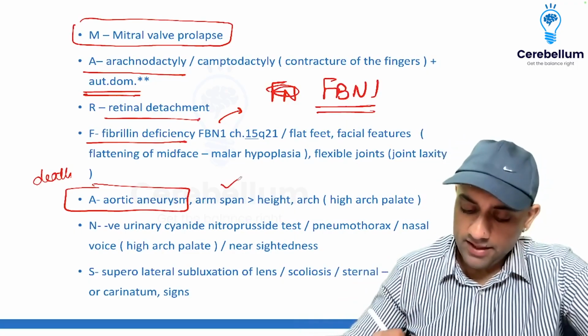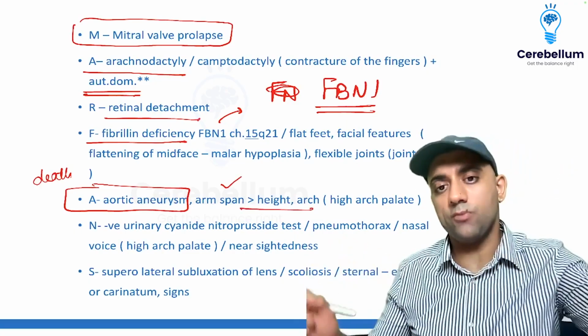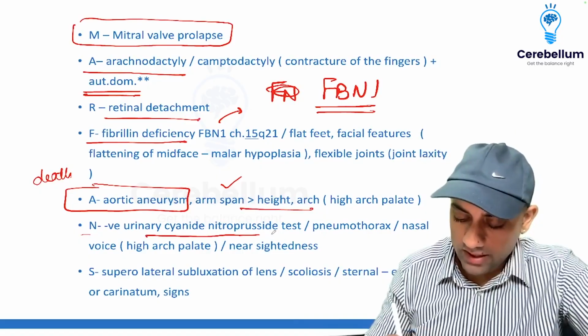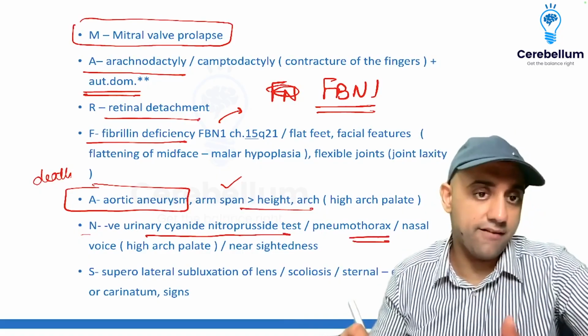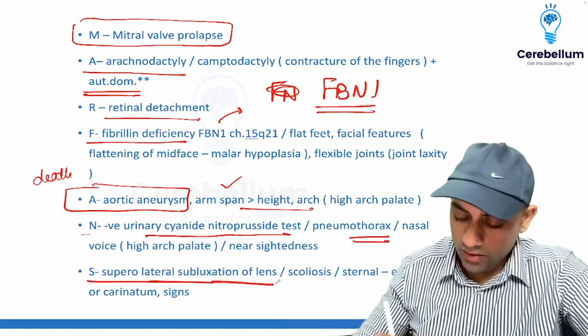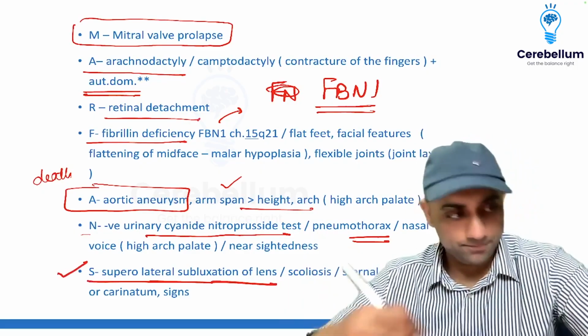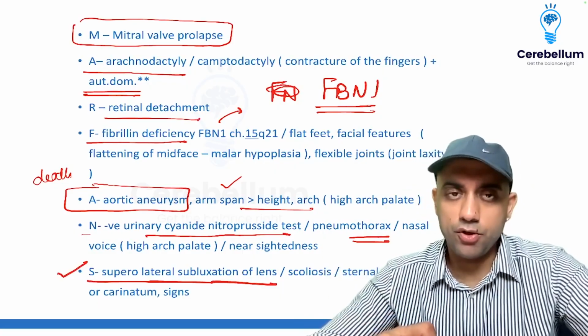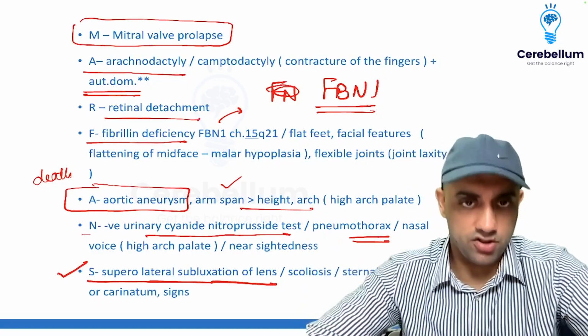A for aortic dissection and A for arm span more than height. This is also a nice question. N for negative urinary nitroprusside test. The patient can have pneumothorax, and S for superior temporal subluxation of the lens. In the eyes they have a lens problem, a superior temporal subluxation of the lens.